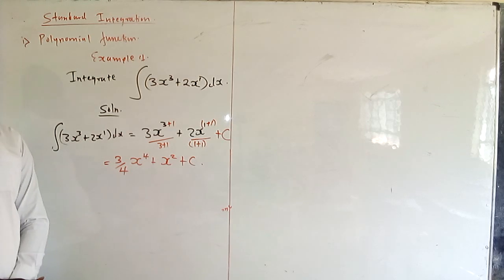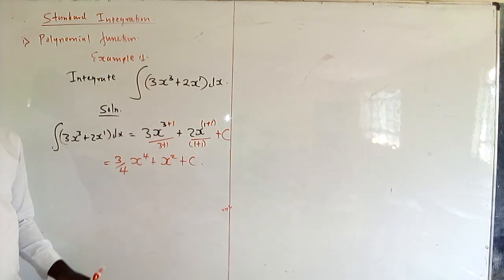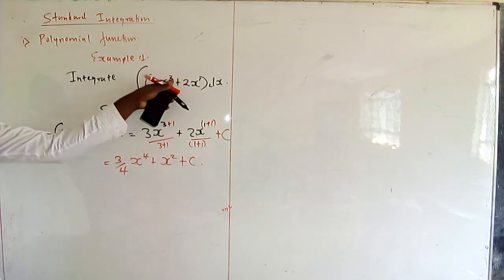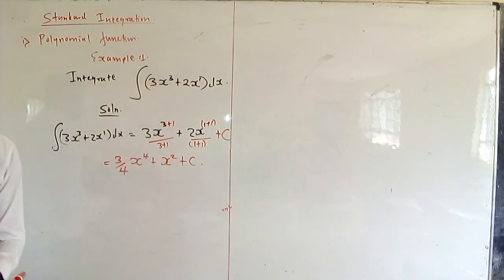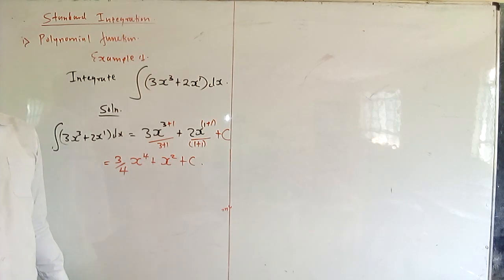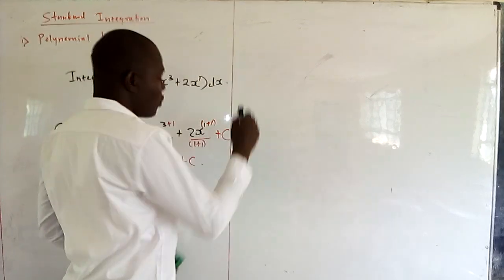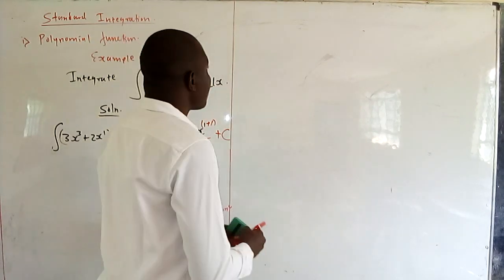So integrating any polynomial function, you simply add 1 to the power. We say n does not necessarily need to be a natural number. n just has to be different from -1. Meaning for example 2, if somebody gives you a case like this, integrate.